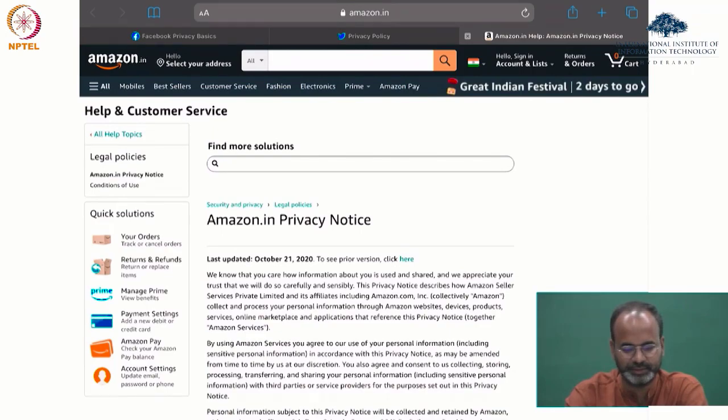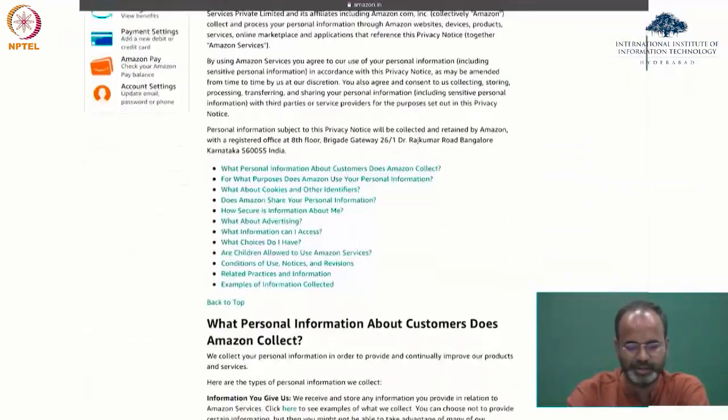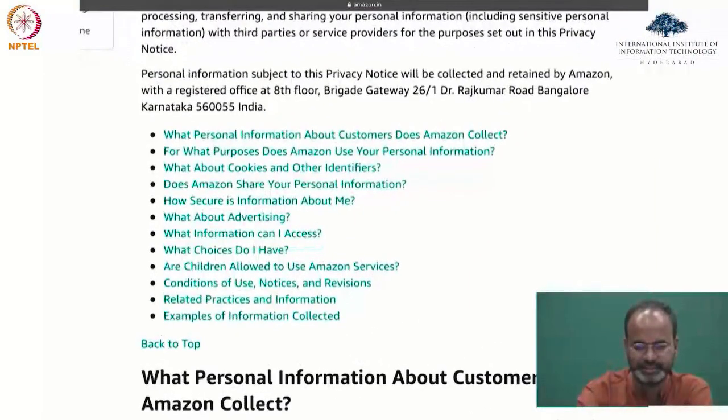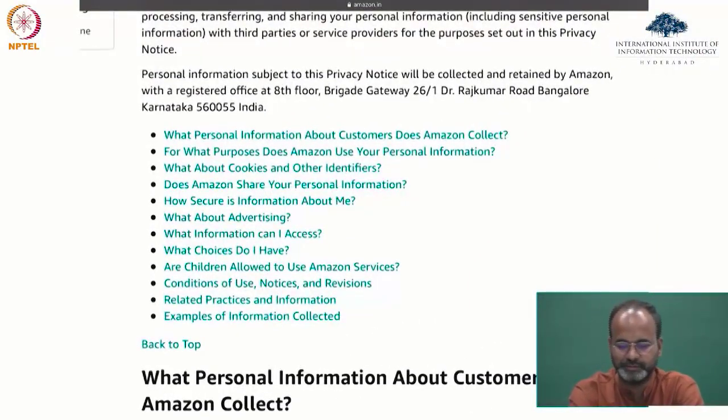So I'm looking at only the Amazon.in privacy notice. The details that they have are: what personal information about customers does Amazon collect? For what purposes does Amazon use your personal information? What about cookies and other identifiers? And again, think about it, right? All of this is informing us about how these companies are actually using the information.